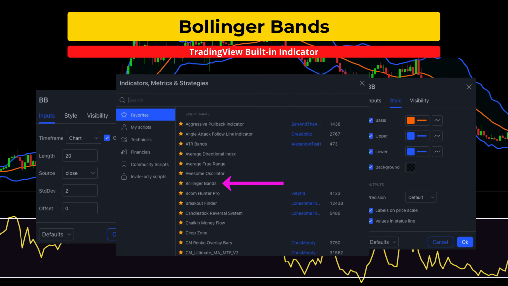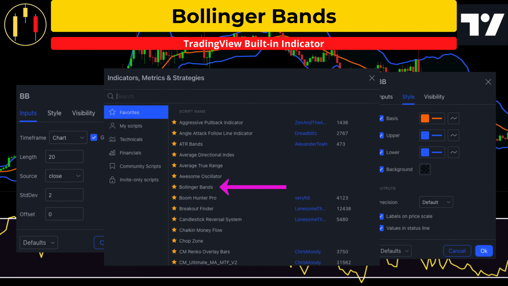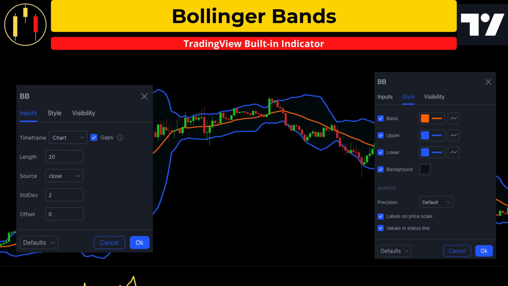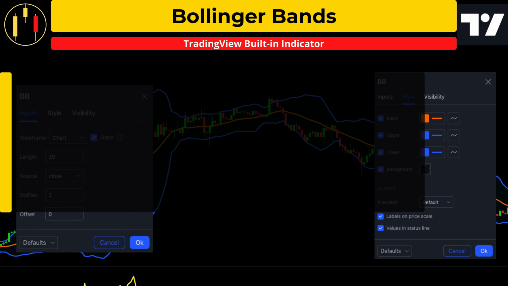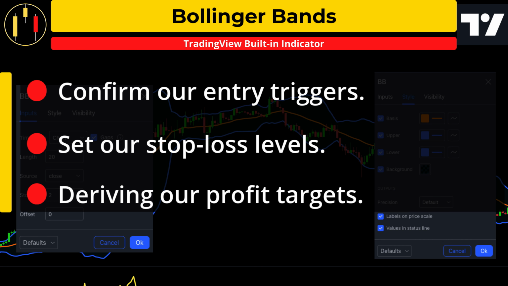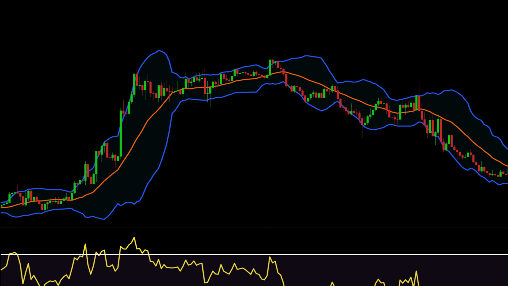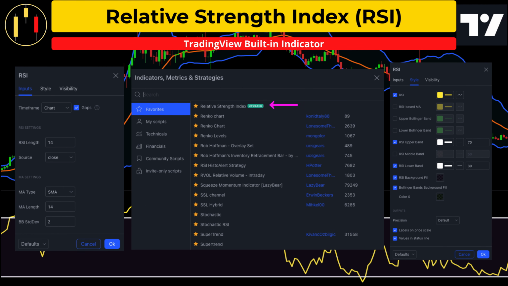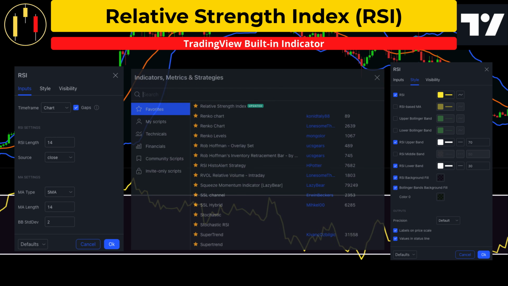The first indicator are Bollinger Bands. Inputs and styles will be kept at default. Bollinger Bands are a type of price envelope that defines a high and low price range signified by bands above and below the chart. The middle line is a 20-period standard moving average and is referred to as the basis. This study will be used to confirm our entry triggers, set our stop loss levels, in addition to deriving our profit targets. The second free TradingView indicator is the Relative Strength Index, or RSI.